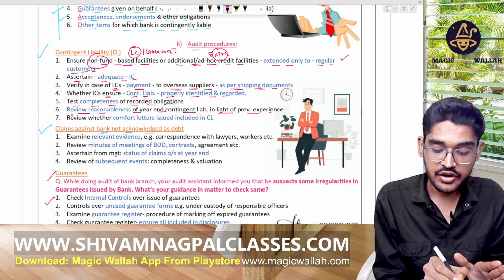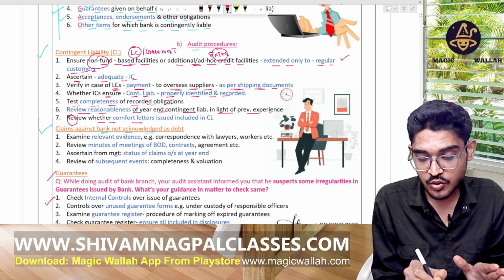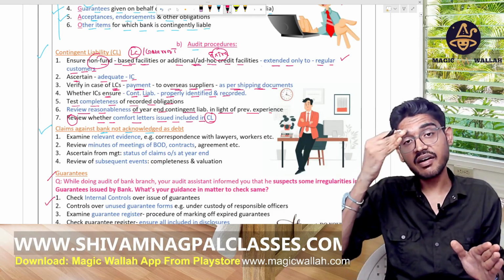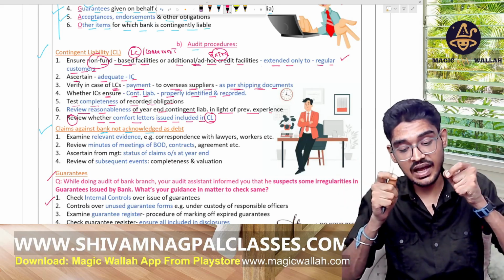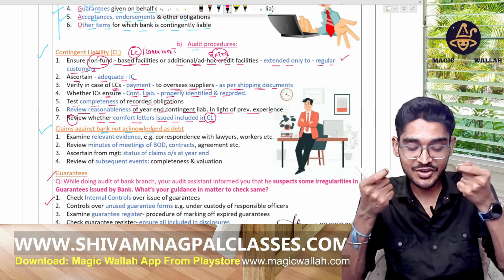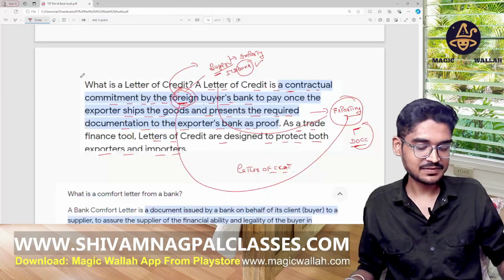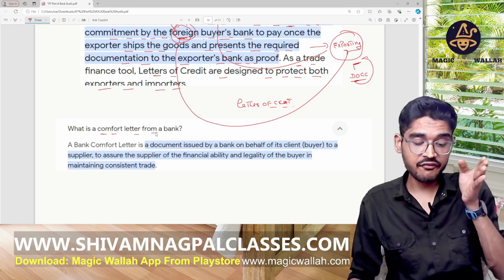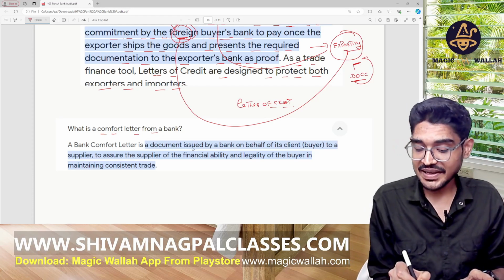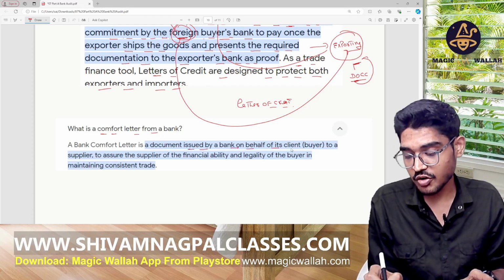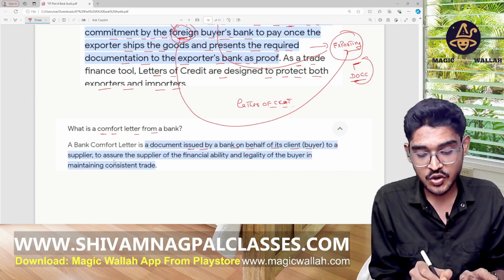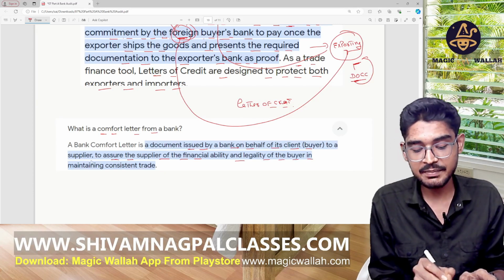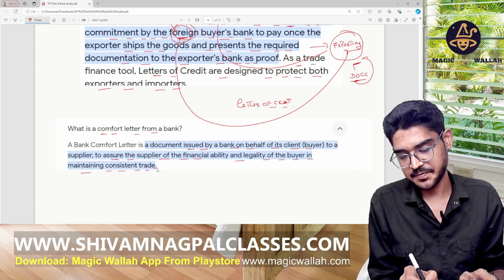Okay. Now, review whether the comfort letters issued are included in the contingent liability. Any comfort letter given by the bank is also covered in the contingent liability. Now, what do you mean by comfort letters? A comfort letter is a document issued by the bank on behalf of its customer or buyer to a supplier, to assure the supplier of the financial ability and legality of the buyer in maintaining consistent trade.